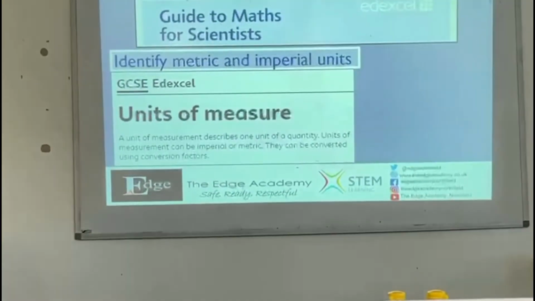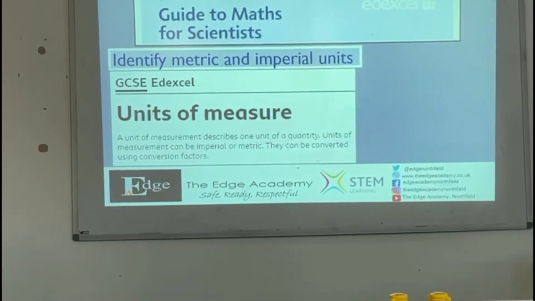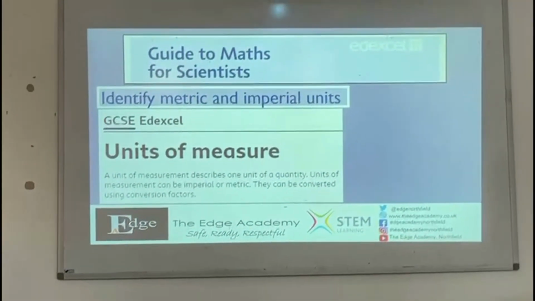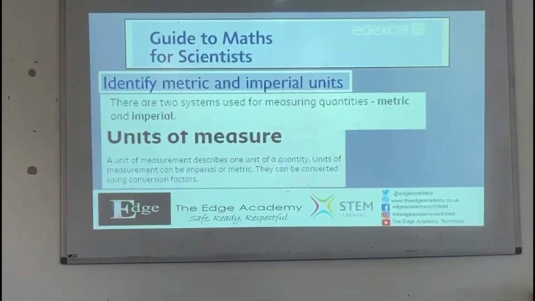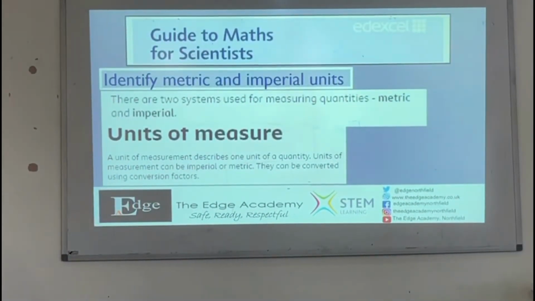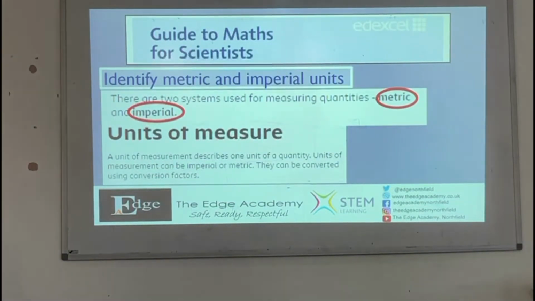So the first learning objective, we need to understand that a unit of measurement describes one unit of a quantity. Units of measurement can be imperial or metric. So you need to understand that there are 2 types of measuring quantities, and they are metric and imperial. Imperial are probably the ones that you maybe haven't heard of as much. So these include feet, ounces, and gallons, whereas metric is the ones that you probably use more often, such as centimeters and meters. So these are the 2 that you need to be aware of.